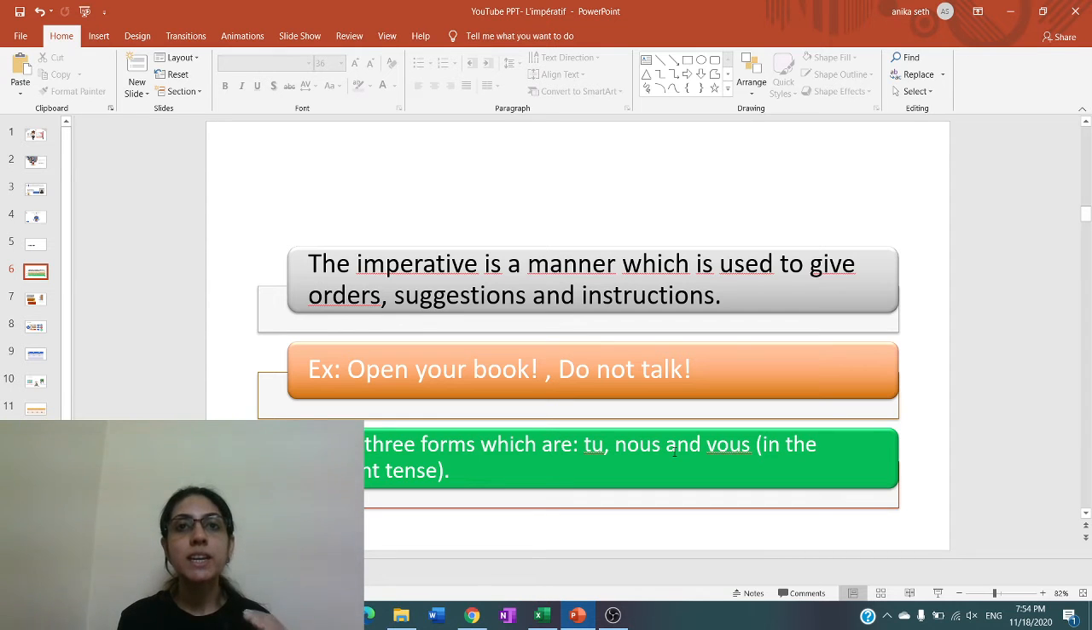With je, il, or ils, it does not exist, because neither can I give an instruction to myself nor can I give an instruction to a third person. So the imperative will only be possible in the case of tu, nous and vous forms, right?